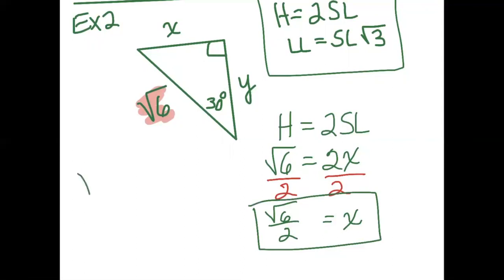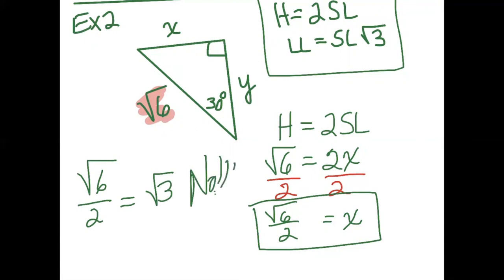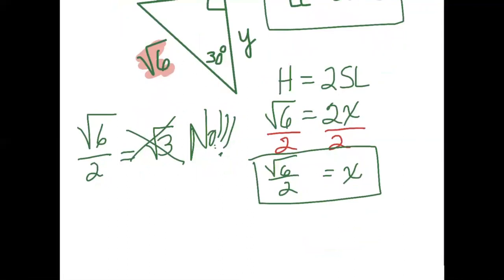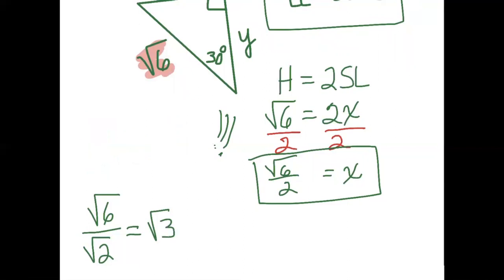Do not say that this is equal to the square root of 3. No, don't do it. It's evil. This is not right, and you can check that on the calculator. Now, when does it equal the square root of 3? Well, if I had the square root of 6 over the square root of 2, now I can say the square root of 3. I'm just pointing this out because this is a very, very common student error, and I like to point these things out.